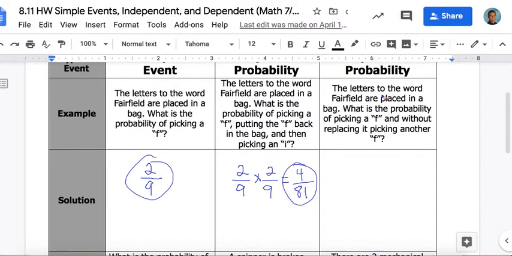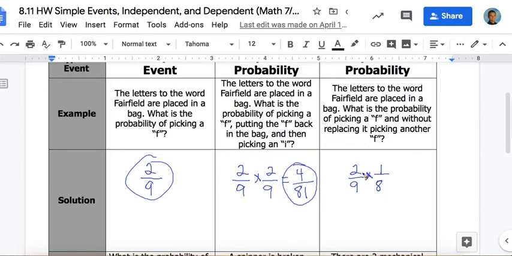The next one is the dependent. So the second probability depends on the first probability. What is the probability of picking an F without replacing it? That means we're going to take out the F and not put it back in. So we now have 1 F left, and we have 1 less letter. So 1 out of 8 for the second probability.